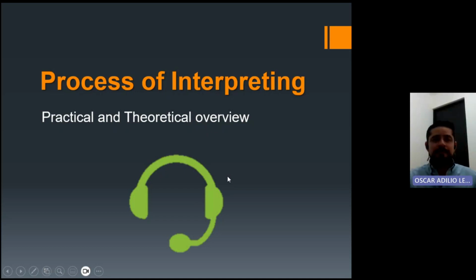Okay, so now we're gonna be talking about the process of interpreting. So we're gonna be taking a practical and theoretical overview. Before we defined already what interpretation is, or what the different types of interpretations are, and today we're gonna be focusing on simultaneous interpretation. Okay, that's gonna be our focus now.